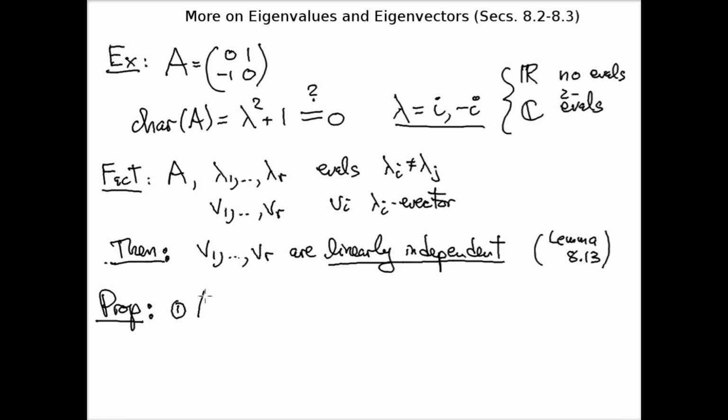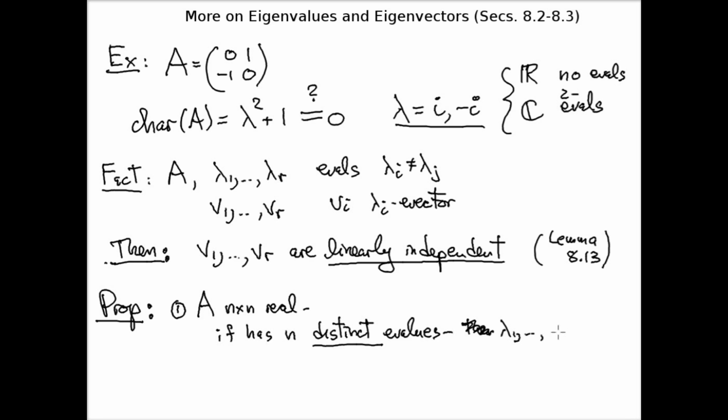The first one is, suppose A is an n by n real matrix. If it has n distinct real eigenvalues, then, well, let me write them as lambda 1 through lambda n with the corresponding eigenvectors v1 through vn, then v1 through vn are a basis of Rn.